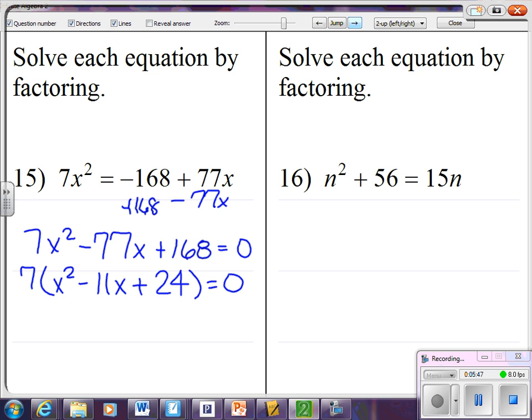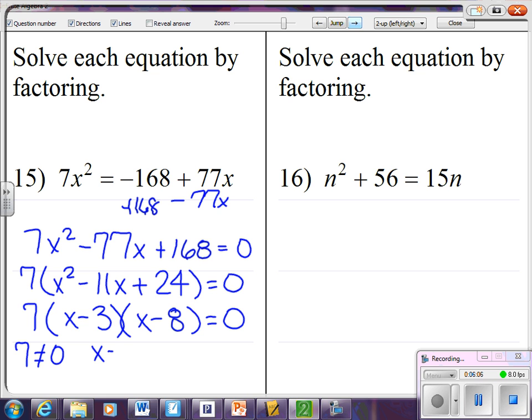Okay. So I want two numbers that multiply to give me 24 but add to give me negative 11. 3 and 8. Thank you. So I get x minus 3, x minus 8 equals 0. So 7 does not equal 0, but you don't forget about it. So I get positive 3 and 8 as my roots.